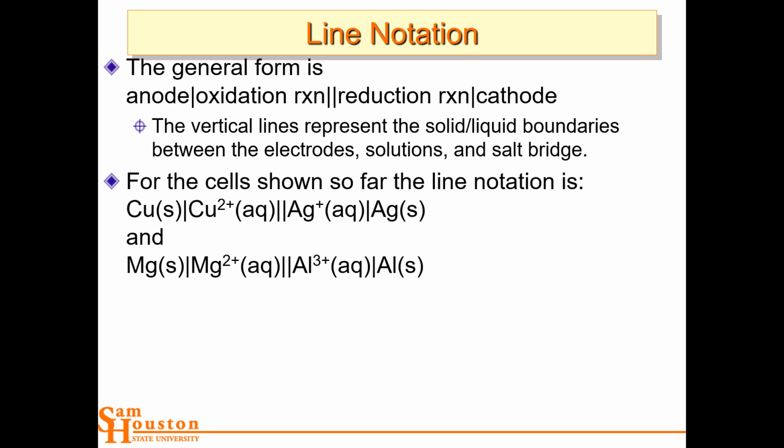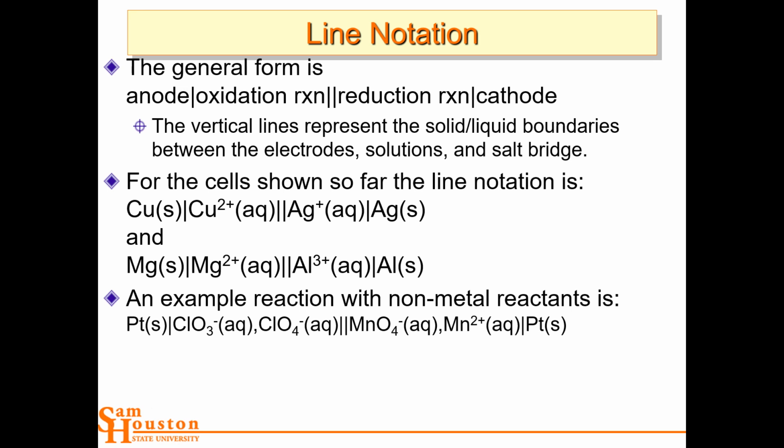And so you could find this. If you had this line notation, then you would go to that reduction potential table and find these reactants and products in that table. And you would know which one's the oxidation because it's written first, and you know which one's the reduction because it's written second.